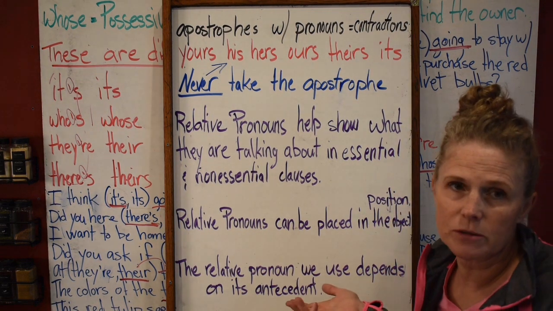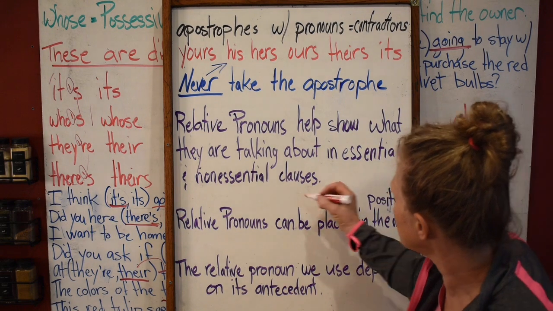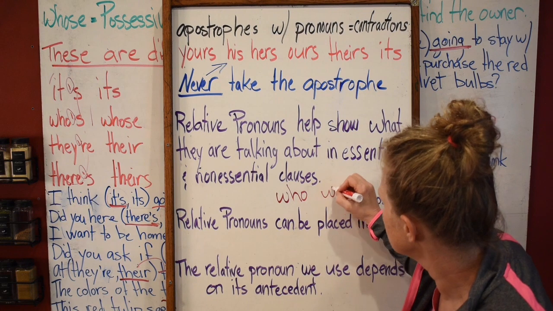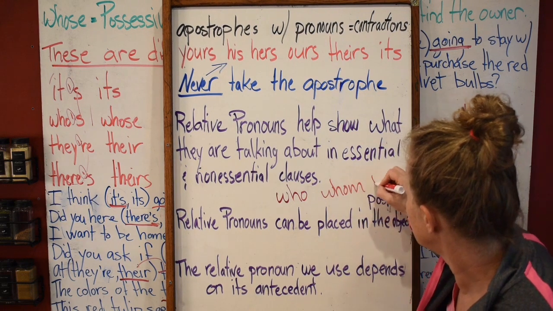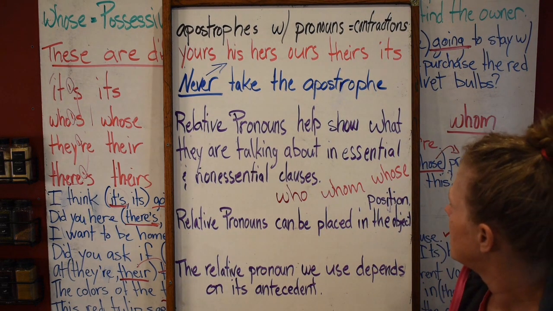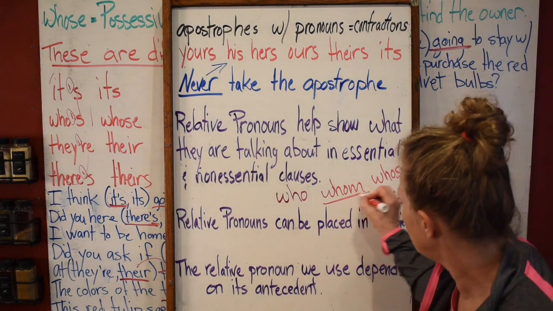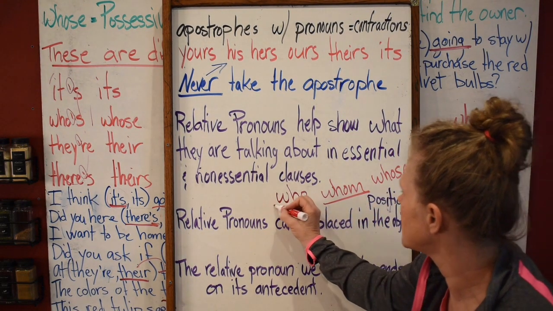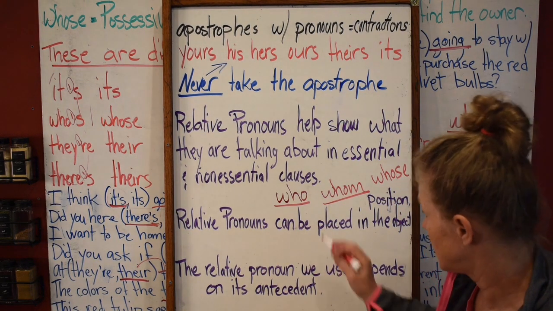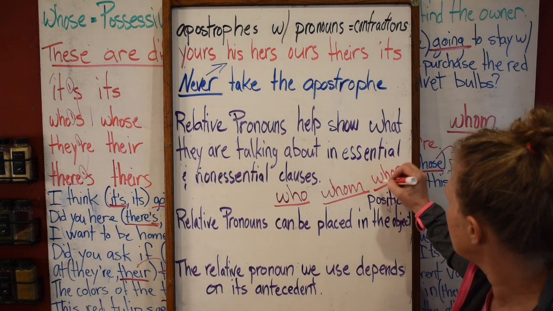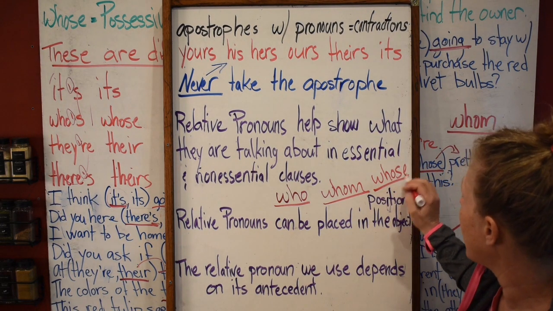What's the object position? Which one do we use in the object position? Whom. Nice. That one is the object position. What's this one? Who. Subject position. And what's this one? Adjective. This is a possessive pronoun adjective position.